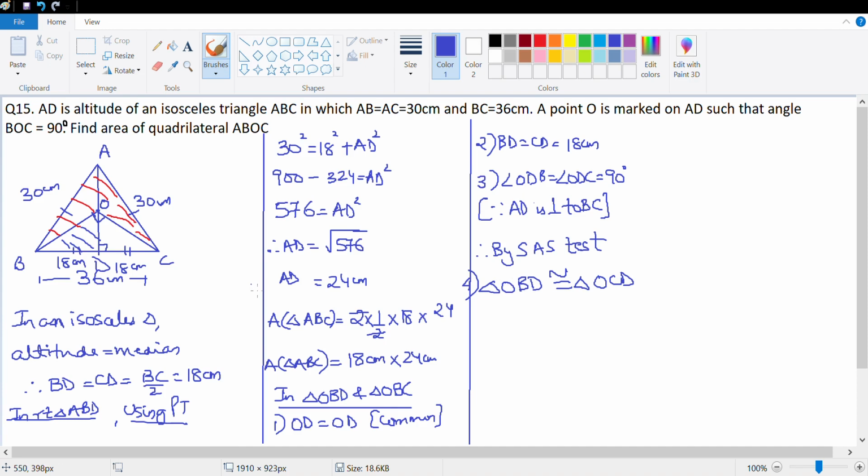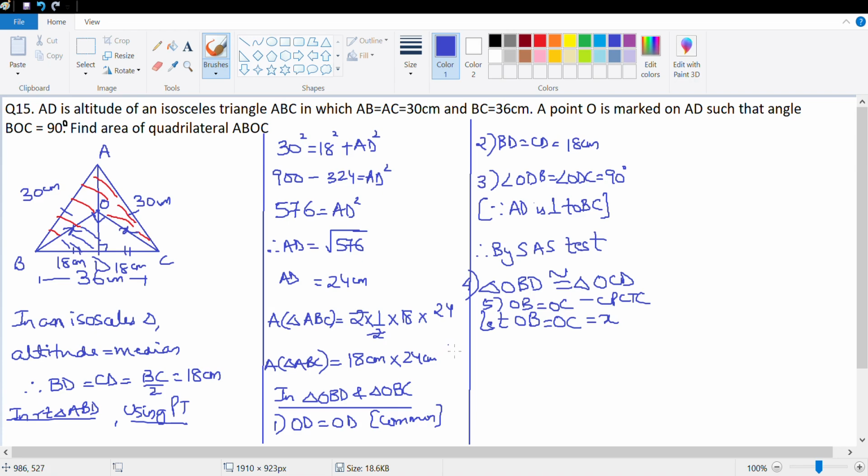So let's see how this will help me get the area of this triangle. This will give me OB is equal to OC. Let OB is equal to OC is equal to X. The reason for this is CPCTC. So OB is X and OC is X. So this is an isosceles triangle with the base 18.